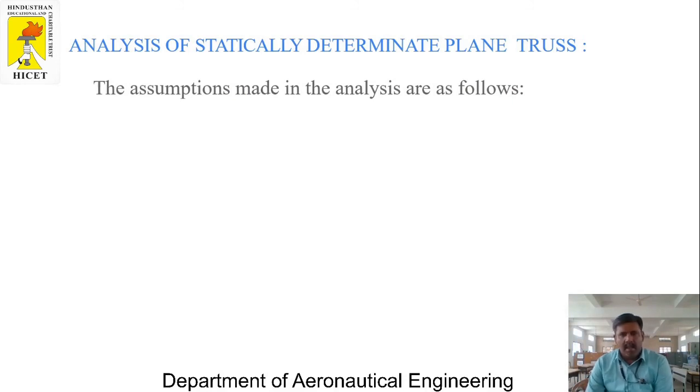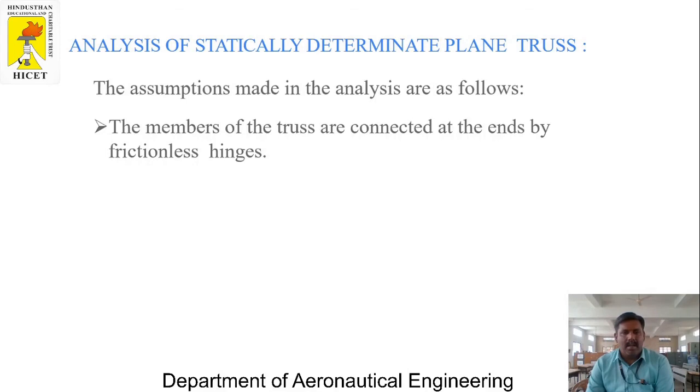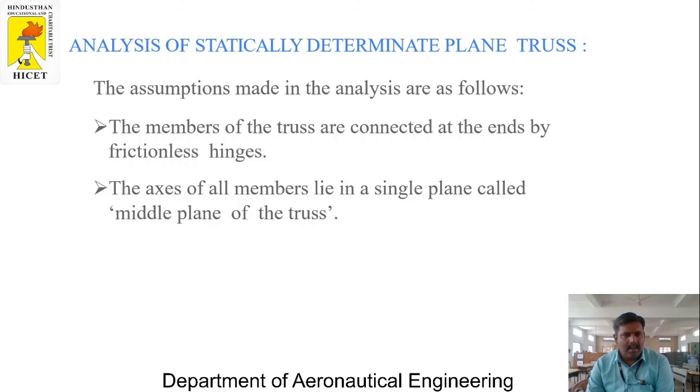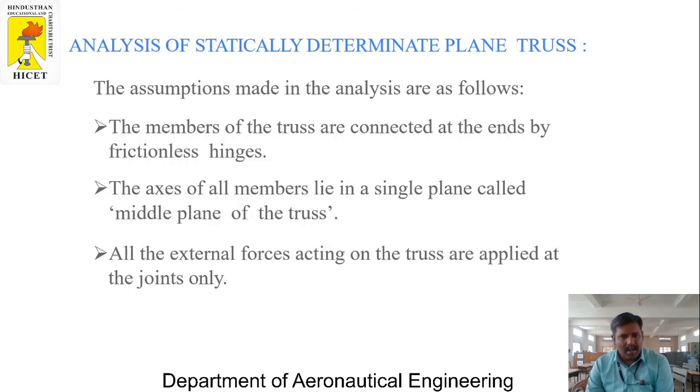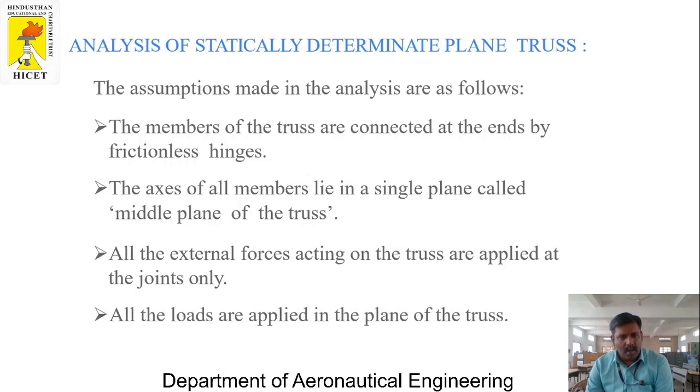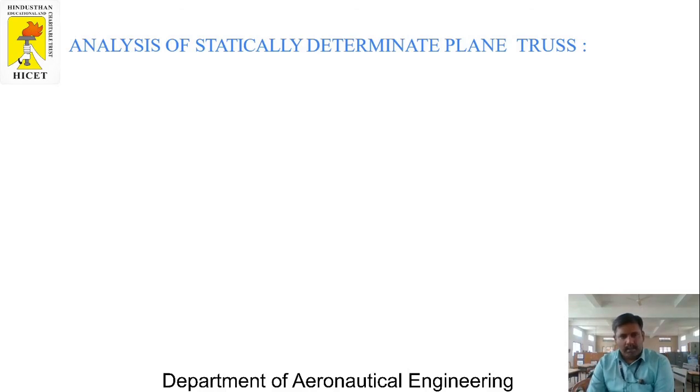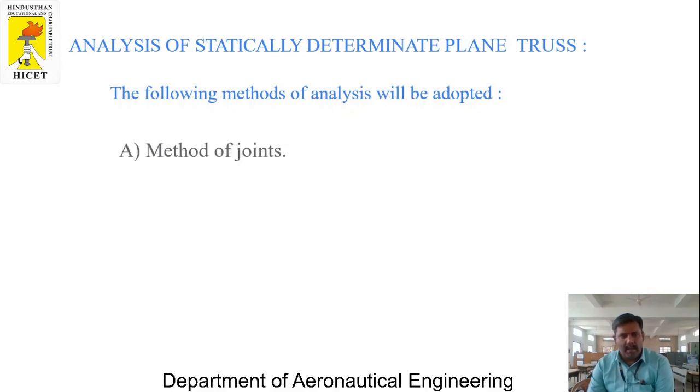The assumptions made in the analysis are as follows. When we are analyzing the truss, we want to consider some assumptions. The first assumption is the members of the truss are connected at the ends by frictionless hinges. The second one, the axes of all members lie in a single plane called the middle plane of the truss. The third one is all the external forces acting on the truss are applied at the joints only. And the fourth one, all the loads are applied in the plane of the truss. The following methods of analysis will be adopted to analyze the plane trusses. The first one is the method of joints, and the second one is the method of sections.